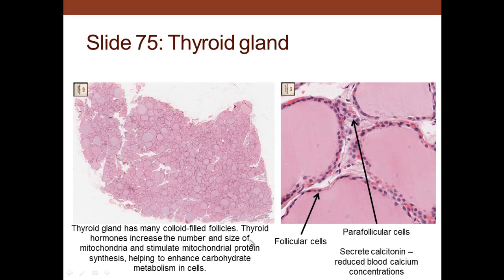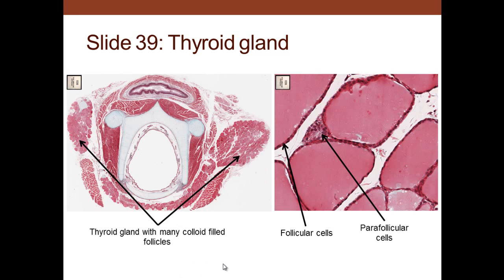Thyroid hormone increases the number and size of mitochondria. So thyroid hormone stimulates the number of mitochondria, and that stimulates mitochondrial protein synthesis, and that helps to enhance carbohydrate metabolism in cells. So by having more mitochondria, you can have more carbohydrate metabolism inside the cell.